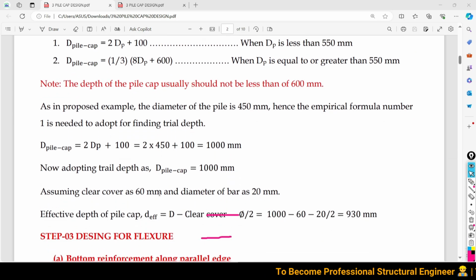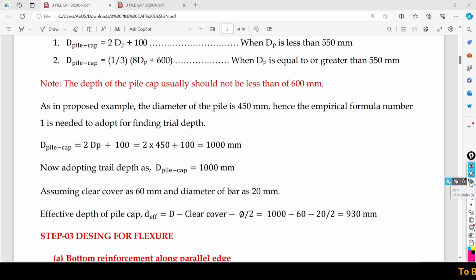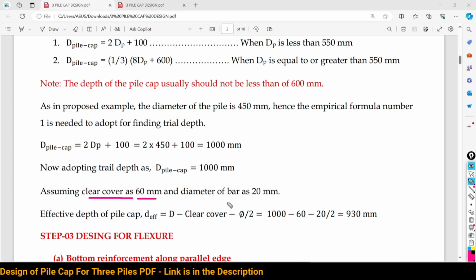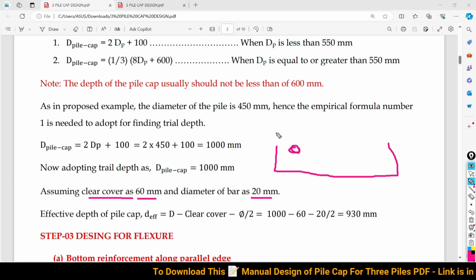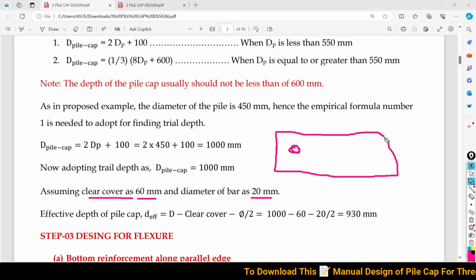Thereafter we actually have to calculate the effective depth of the pile cap, as it will be required in the later calculation. For that we need to first assume the clear cover. That clear cover I am going to consider as 60 mm, and the diameter of bar I am going to consider as 20 mm. So you know very well, if you would like to calculate the effective depth, suppose this is the position.